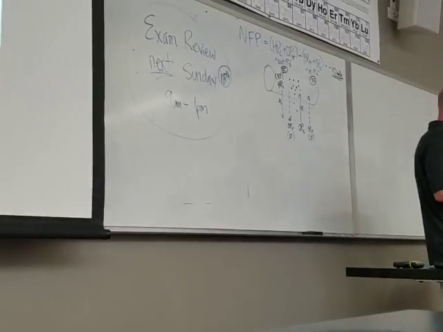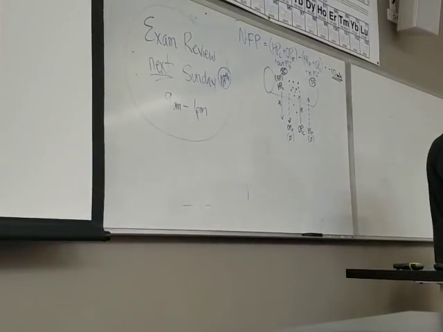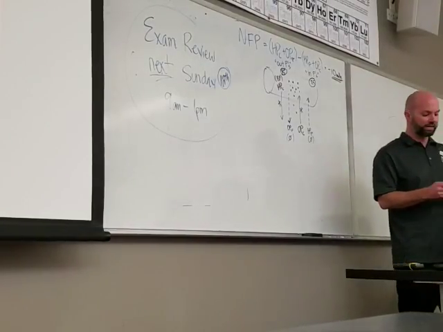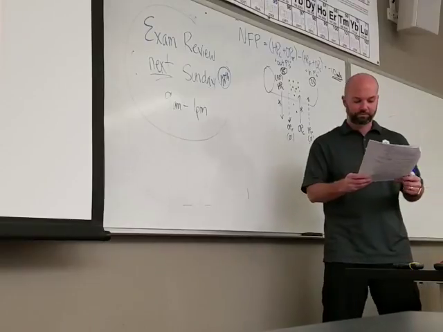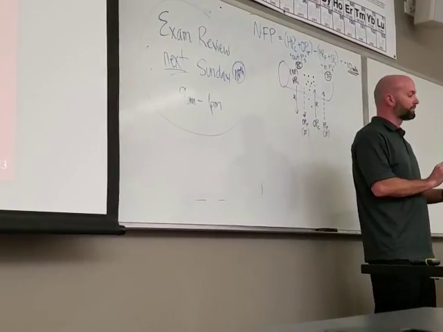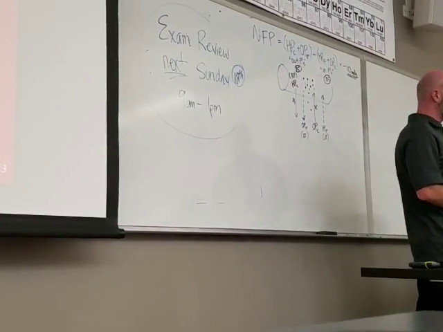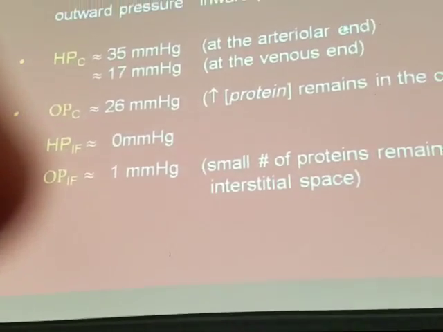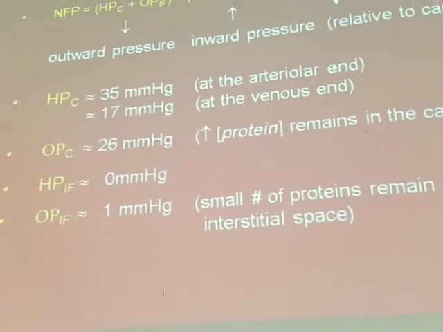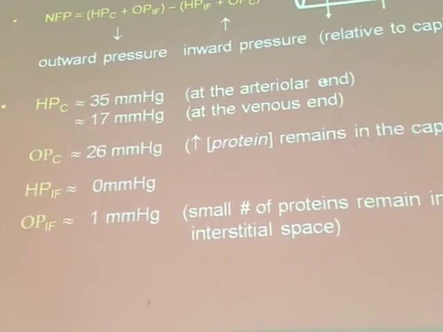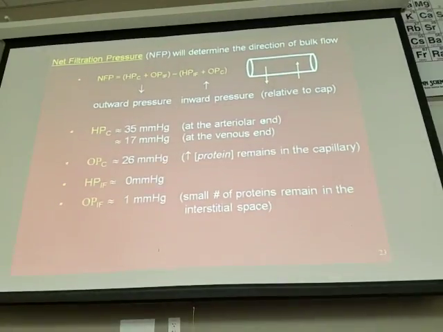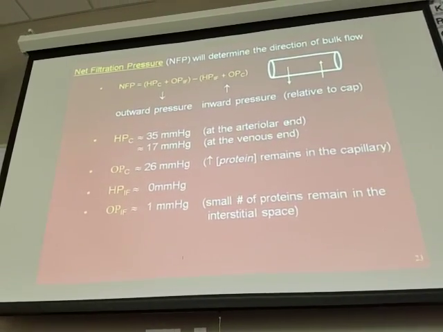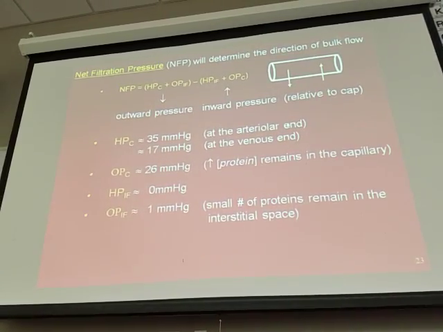So let's crunch some numbers. On the study guide, and on this slide, you've got 35 for hydrostatic pressure at the beginning of the capillary, the arterial end. 17 at the end of the capillary, the venous end. And remember that blood pressure does drop as you move through the capillary bed, from the beginning to the end. And that's why you have two different pressures here.